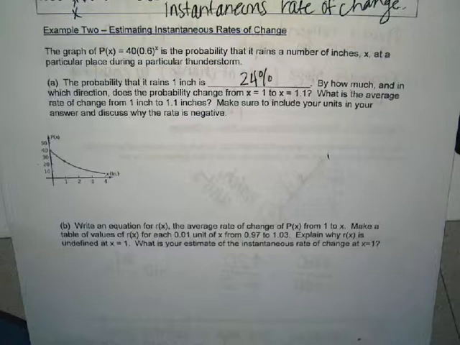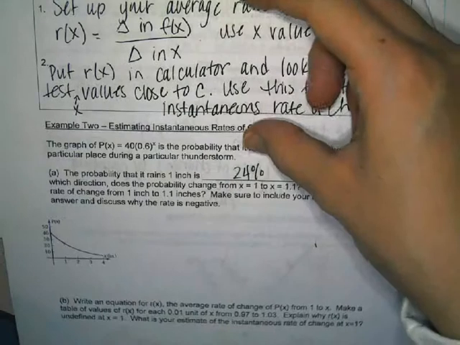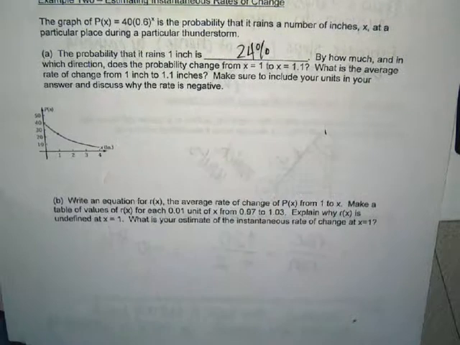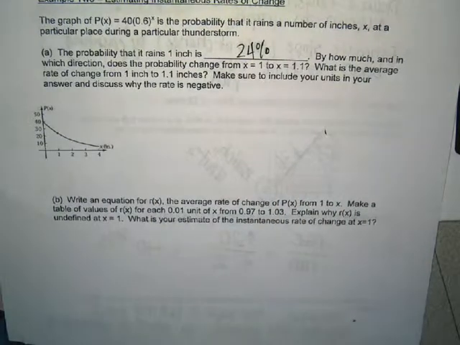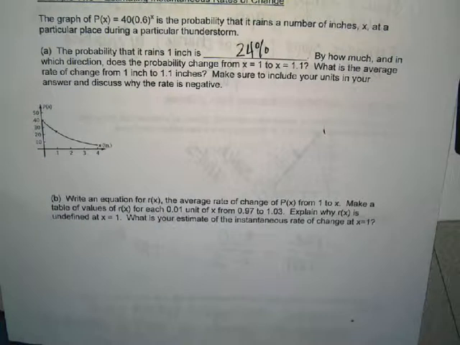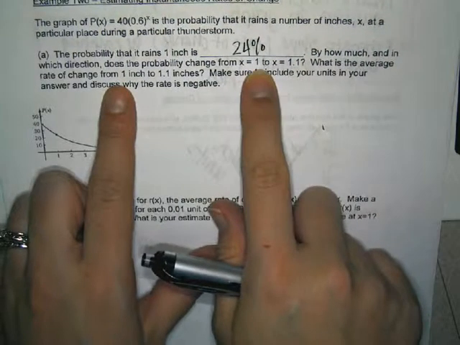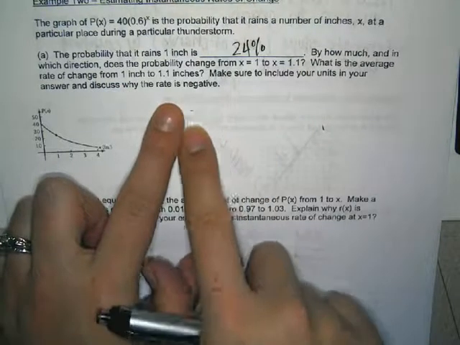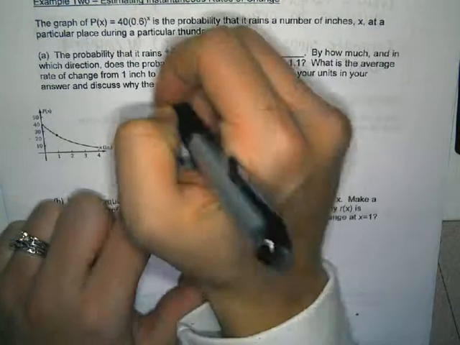We're going to look for the change in P of x divided by the change in x. Change in y, but since our y values are given to us by this function, that's why I said P of x. The two values that we're looking for here are 1.1 and 1. Remember, it doesn't matter which one goes first as long as you're consistent. All right, so I'm going to put in 1 first. And when I put in 1, what did I get? We already did that part. I got 24. So P of 1 minus P of 1.1, all over 1 minus 1.1.